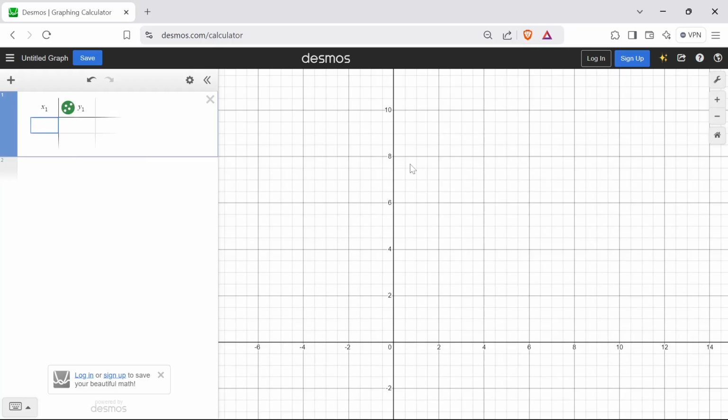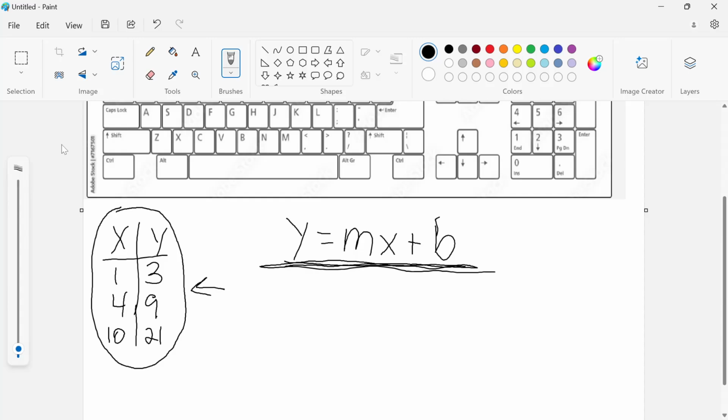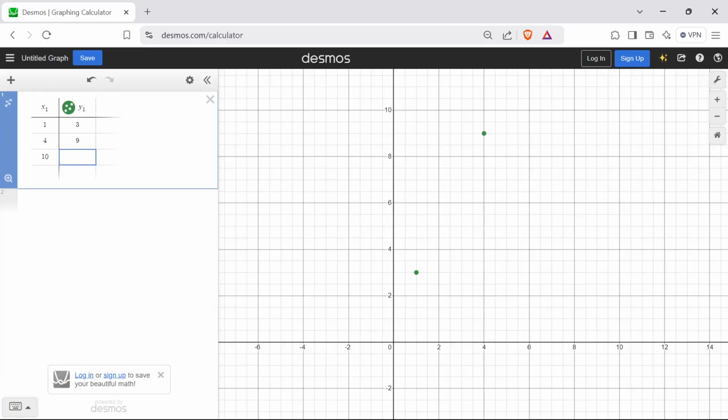I type table, and then it gives me this table. And notice those little numbers next to the x and y, they're both 1. That's going to be important in a moment. So I want x is 1, y is 3. I'm just entering these numbers under x and y. X is 4, y is 9. X is 10, y is 21.